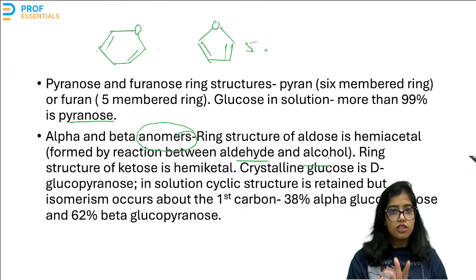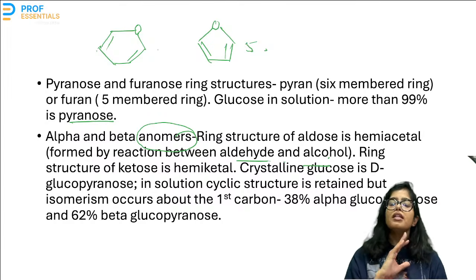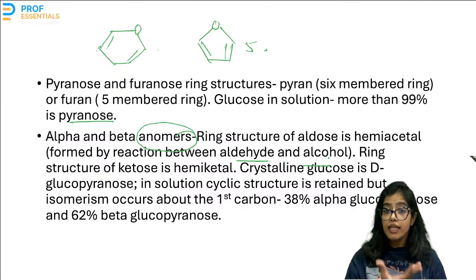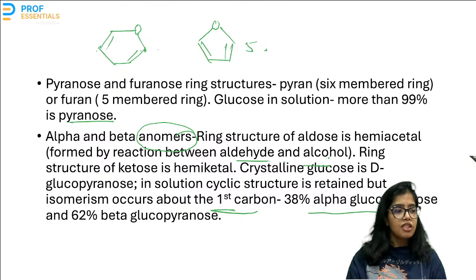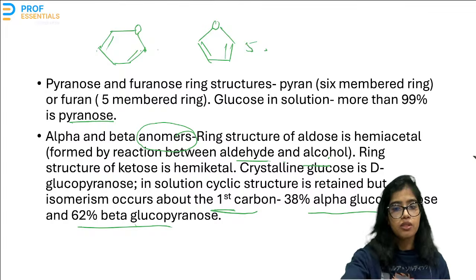Crystalline glucose we know is D-glucopyranose. In solution, the cyclic structure is retained, but isomerism occurs about the first carbon. The first carbon is this one. Here 38% is alpha glucopyranose and 62% is beta glucopyranose. So maximum glucose is beta glucopyranose.